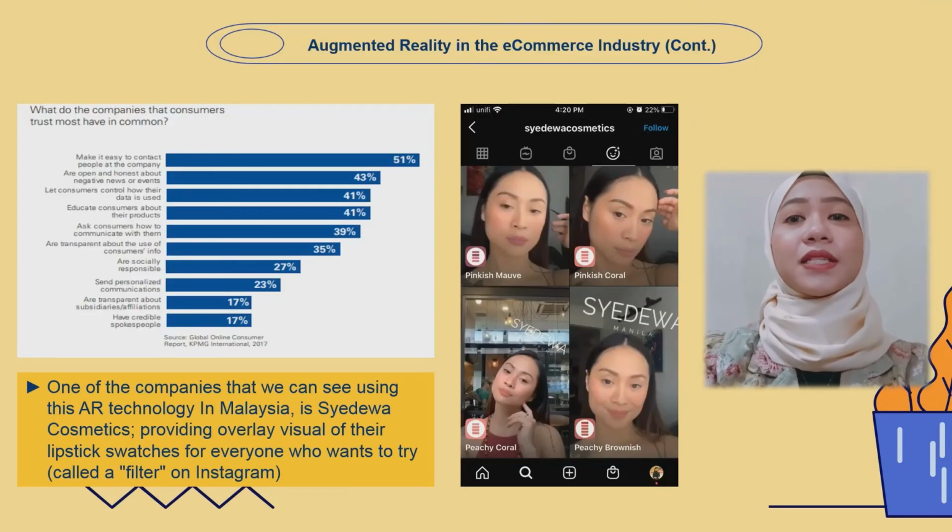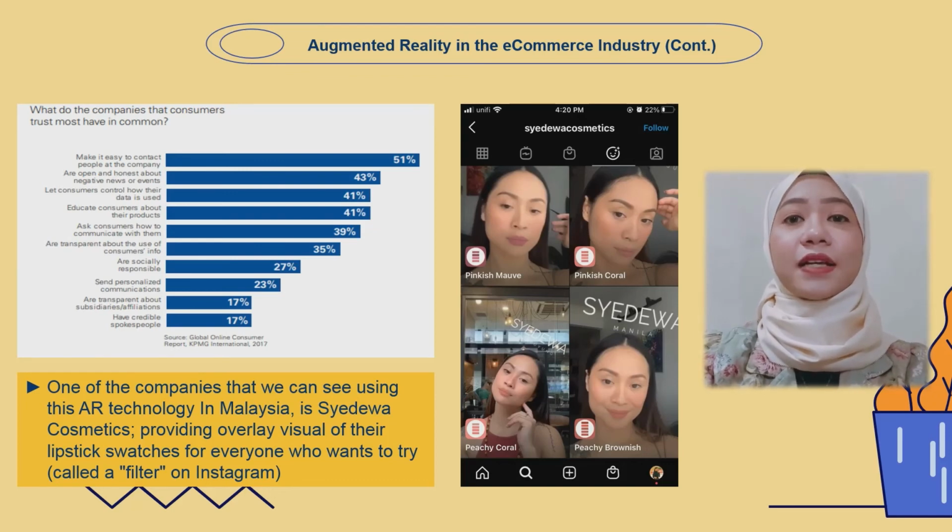One of the companies that we can see using this AR technology in Malaysia is Nadiah Cosmetics. Nadiah Cosmetics is selling makeup, brush, concealer, and many more. In this COVID-19 pandemic, we cannot use a tester kit at the store anymore to swatch the color of makeup or cosmetic products sold by any brand companies and stores, as it may be part of the causes of the increase in the spread of COVID-19.